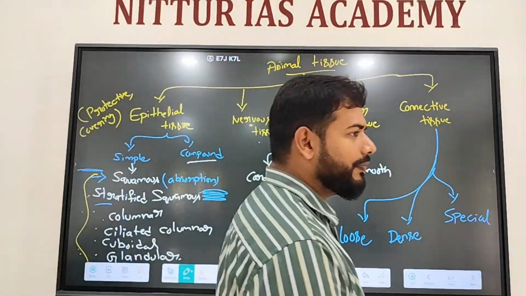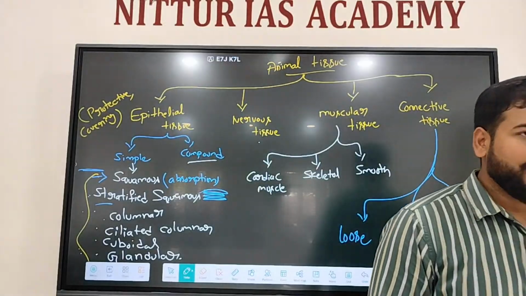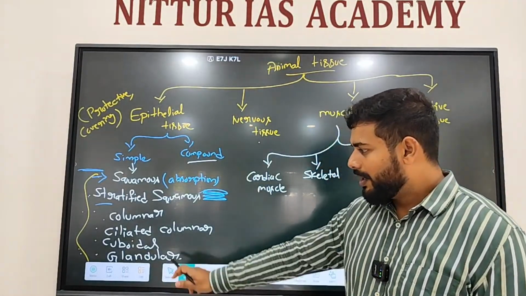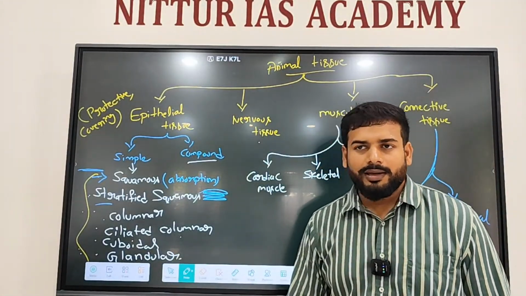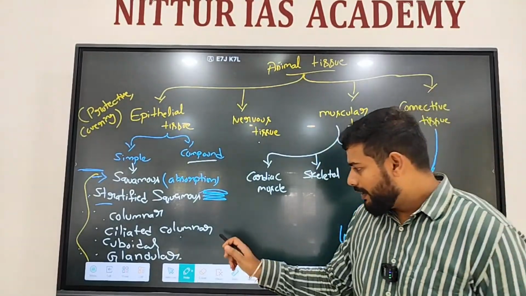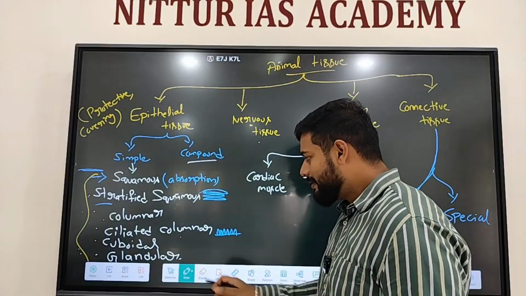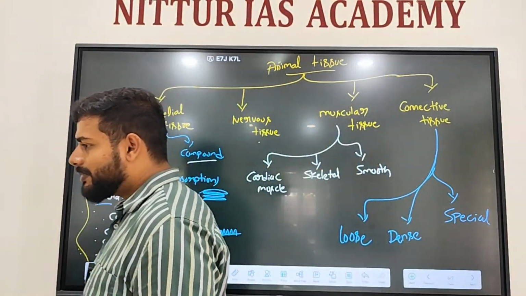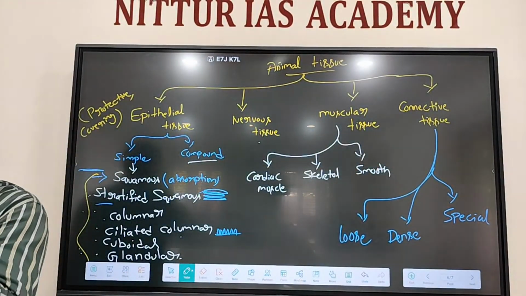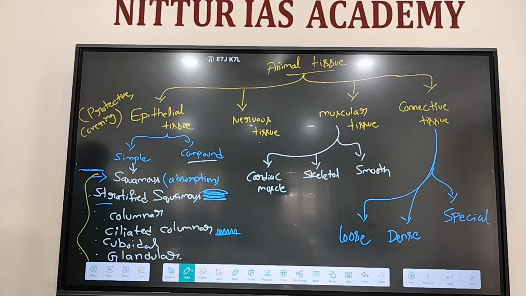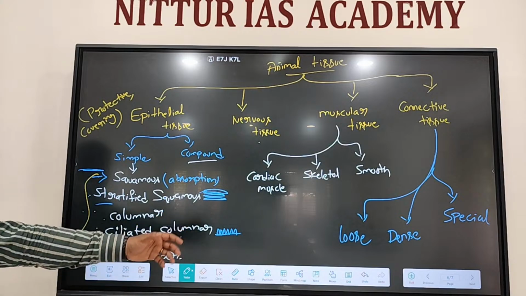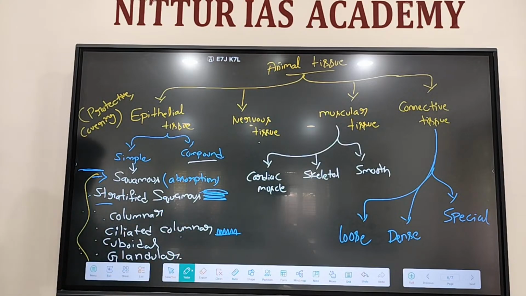Then columnar epithelium in the intestine, blood vessels, etc. Ciliated columnar epithelium. Cilia means small hair-like projections. Ciliated columnar epithelium is majorly seen in our nasal tract, nasal cavity, and then our intestine.